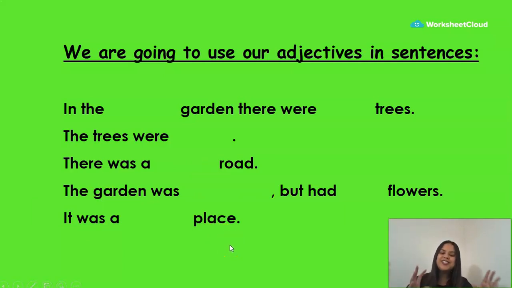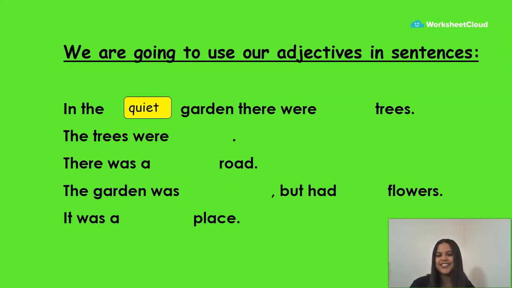So, what do adjectives actually do in a sentence? This is quite wonderful, Grade 4s, because if I had to read the sentences without the adjectives first, I think it would be pretty boring. So let's just read the sentences without the adjectives. In the garden there were trees. The trees were, there was a road. The garden was, but had flowers. It was a place. That seems really, really boring, Grade 4s. So now I think it's a good idea for us to put some life into these sentences. So let's do that.